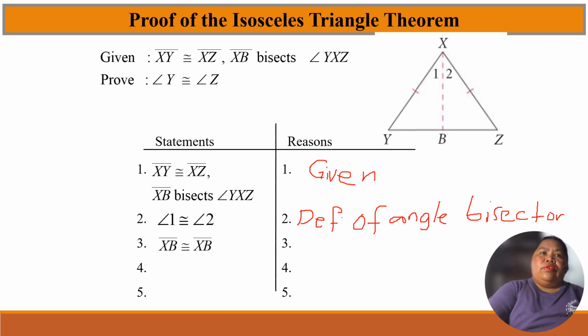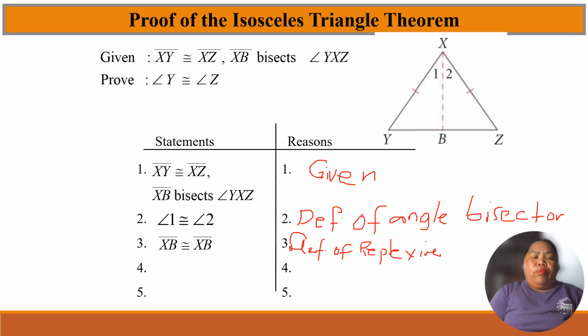Next, what's the third reason? XB is congruent to XB. So that is the reflexive property.